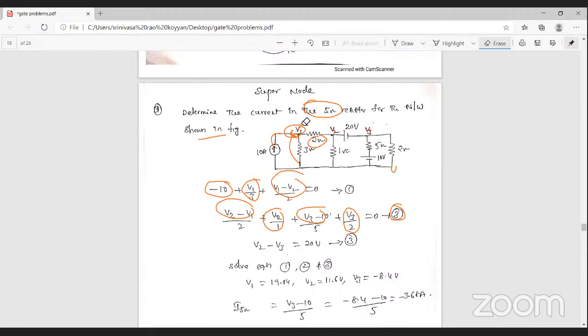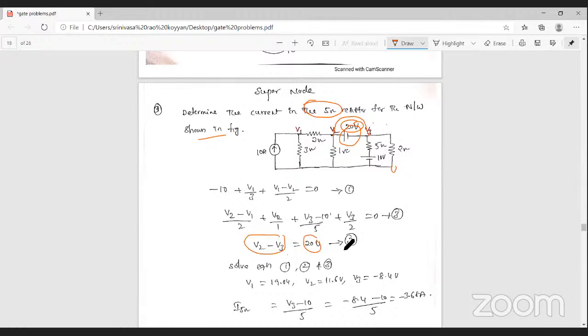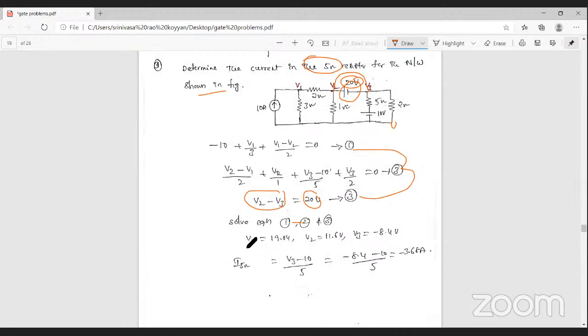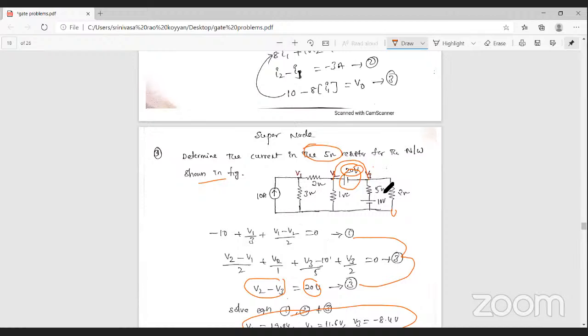OK, so we have 3 unknowns but we draw only 2 equations, so the third equation we take is the supernode equation. What is your supernode equation here? V2 minus V3, the voltage given is 20 volts, that is V2 minus V3 is equal to 20 volts, that is equation number 3. Solving these equations, you can find the voltage values V1, V2, V3. But they ask us to find the current in the 5 ohm resistance.